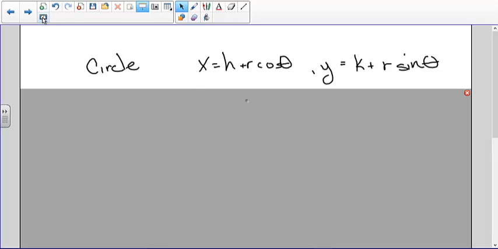You could use t, you could use theta. You couldn't use x because that's the coordinate, but you could use any variable other than x or y. So there's no significance to that. And y is equal to k plus r sine theta, where k is the y coordinate of the center of the circle, and r is the radius of the circle.